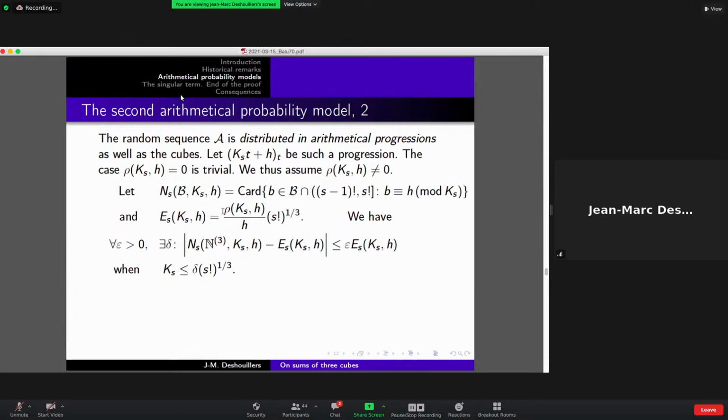And what you expect is just this number. Always you have the local factor divided by s factorial to the power 1/3. And so you have something which will tell you that there exists delta, so that if ks is less than s factorial to the power 1/3, then you have an equivalent for that.